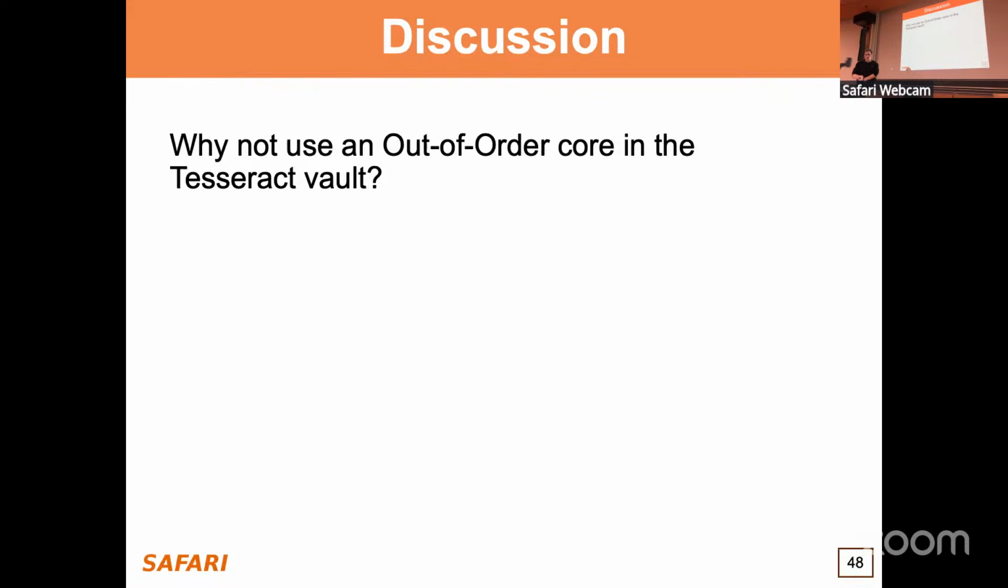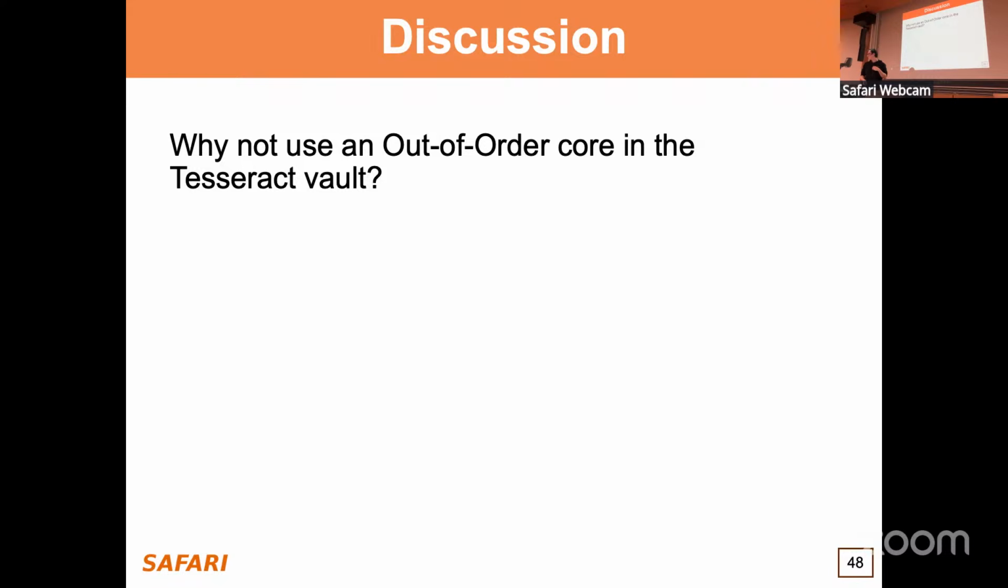Yeah, as already mentioned, they did not use out-of-order cores, but instead in-order cores. So do any of you have any thoughts on why they did not actually use out-of-order cores in the vault structure? Does anyone have something to add?